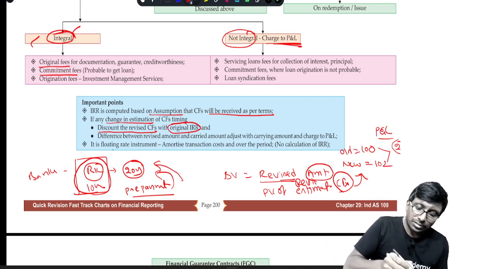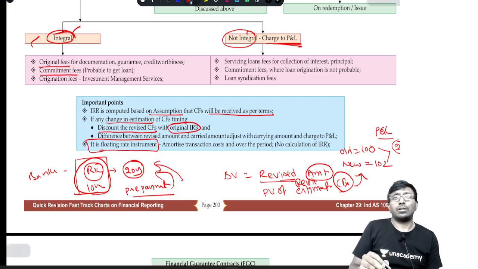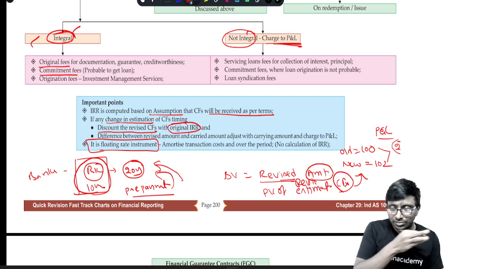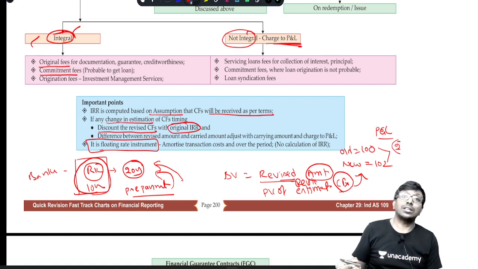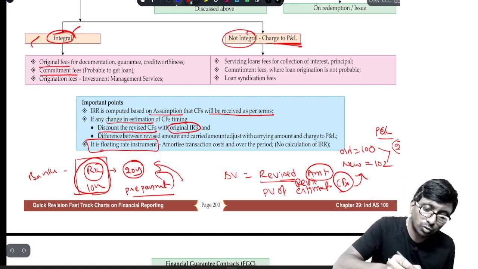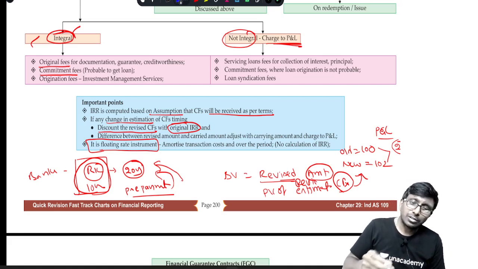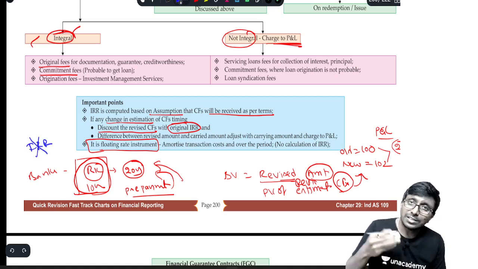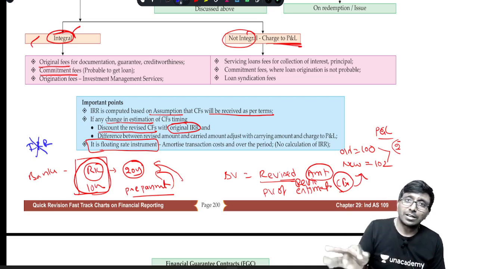Suppose there is a floating rate instrument. Floating rate means the rate will be moving up and down based on the RBI, unlike a fixed rate loan. Under that circumstance, what are we supposed to do? Simple. You don't need to do IRR. IRR is not required, because it is a floating rate, which is already a market rate.